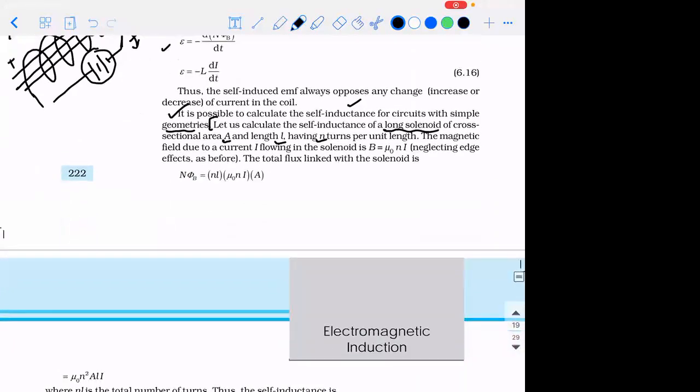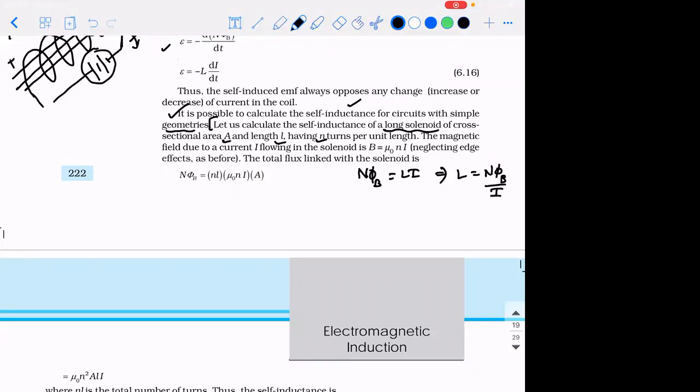I told you one thing, right? We know that N phi B is equal to L into I. What is our job? What are we trying to find? We are trying to find the self-inductance of the solenoid. So what is the formula for self-inductance? N times phi B divided by I.